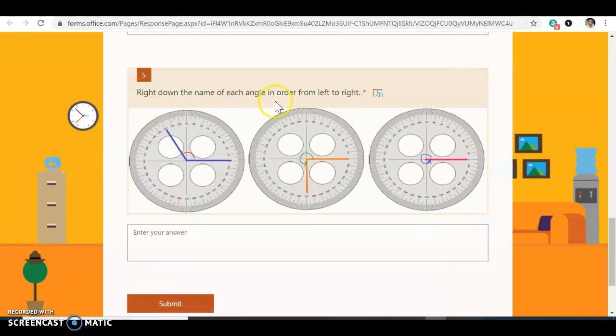For this one, we were just supposed to write the names in order from left to right. This angle is bigger than 90, smaller than 180. This is an obtuse angle. This one is not a right angle because I didn't put a small square here, and the measurement starts from 0, goes all the way down to the 270. So it's a reflex angle.